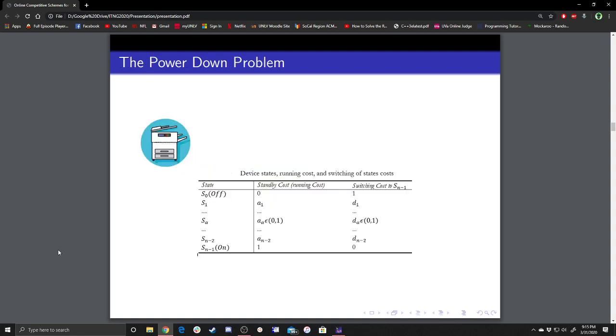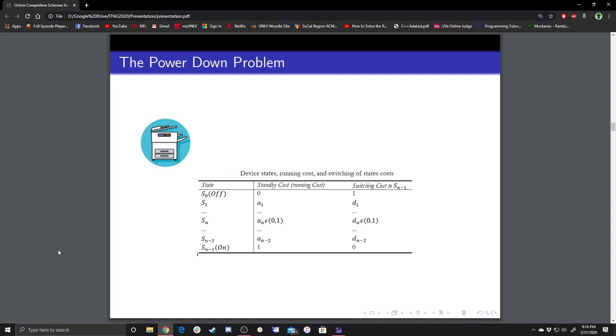So anyway, the power down problem is basically just a machine with a set of states. We can have n states, we can have a lot of states. It could be few, could be a lot, it could be continuous. And the idea is every single state has a standby cost to remain in that state, and also has a cost to power up. Typically, state 0 will be off, one state on, and a bunch of intermediate states in between. It could be like a hibernation mode or sleep or screensaver mode, something like that.